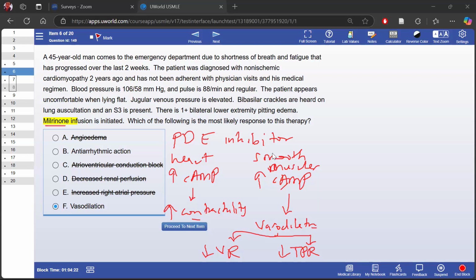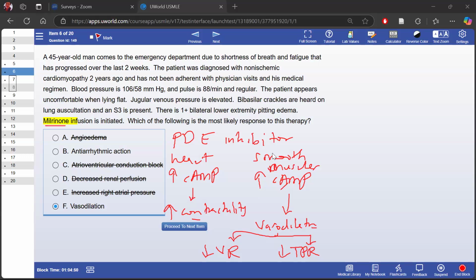If you block that enzyme in the heart, cyclic AMP will be high, and that will stimulate contractility, increase contractility, right? If you block the breakdown of cyclic AMP in the smooth muscles, it will relax the smooth muscles, and the vessels become dilated. If the veins are dilated, they hold more blood, less blood returns to the heart. If less blood returns to the heart, there will be less congestion in patients with heart failure.